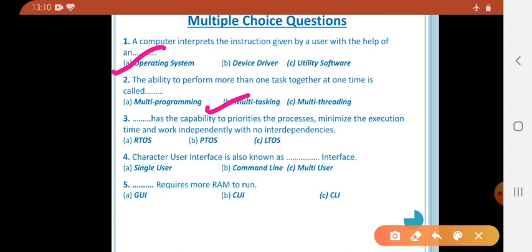Next, has the capability to prioritize the processes, minimize the execution time, and work independently with no interdependencies? The answer will be RTOS, means real time operating system. Character user interface is also known as command line. The answer will be command line. And the last one is dash requires more RAM to run. What will be the answer? It will be GUI. So this is the answer for your multiple choice question.